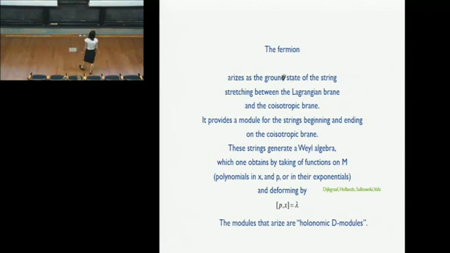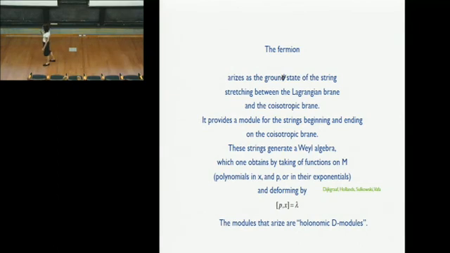Now, the fermion psi arises as the ground state of a string that stretches between the Lagrangian brane and the coisotropic brane. The zero modes of that string are supported on the Lagrangian, on the Riemann surface, and it turns out to be a fermion. Moreover, that fermion provides a module for strings that begin and end on the coisotropic brane. And these strings, as Witten and Kapustin showed, generate a Weyl algebra, which you get by taking functions on M and then deforming by lambda.